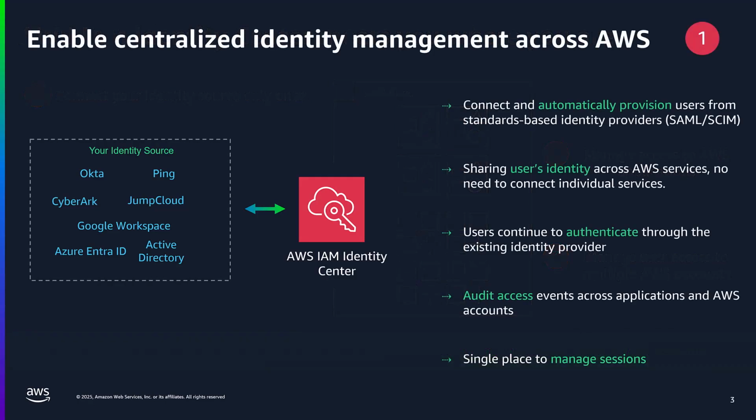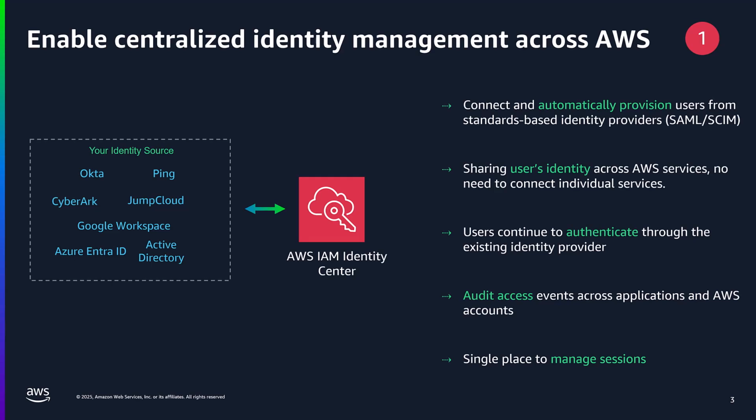When connecting IAM Identity Center to an existing Active Directory or identity provider, you can simplify user provisioning and group management by setting up automatic provisioning through the SCIM protocol so that any changes to users or groups that you make within your external identity source will automatically be reflected in AWS.